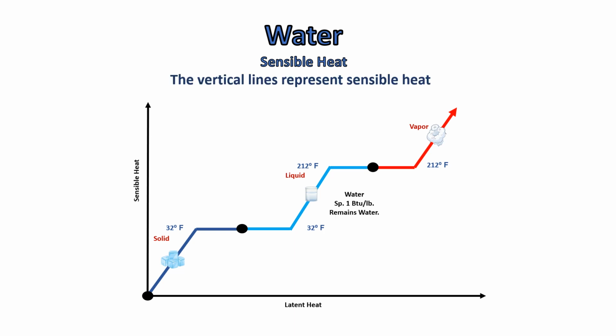The specific heat of water is 1 BTU per pound and remains water from 32 to 212 degrees Fahrenheit. The specific heat of ice is 0.5 BTUs per pound and remains ice below 32 degrees Fahrenheit. The specific heat of steam is 0.48 BTUs per pound and remains steam above 212 degrees Fahrenheit.